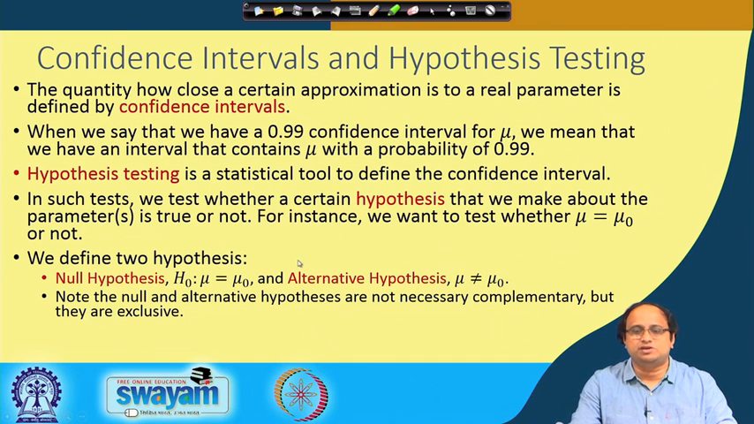So, we make two hypotheses. One is a null hypothesis denoted as H0, described as mu equal to mu 0, and there is an alternative hypothesis which is mu not equal to mu 0. An important point is that the null and the alternative hypothesis, although complementary in this example, need not be complementary. They are not necessarily exhaustive, but they are exclusive. Rather than saying independent, it is better to say that they are exclusive.